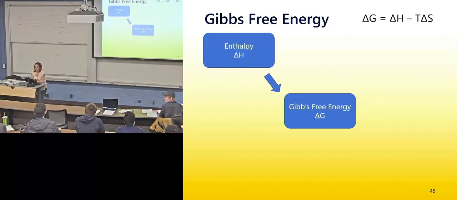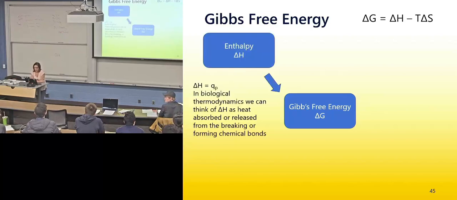So the first term is our enthalpy term, delta H. It is equal to constant pressure heat flow, right? In biological thermodynamics, we can think of delta H as just the heat absorbed or released from the breaking or forming of chemical bonds.